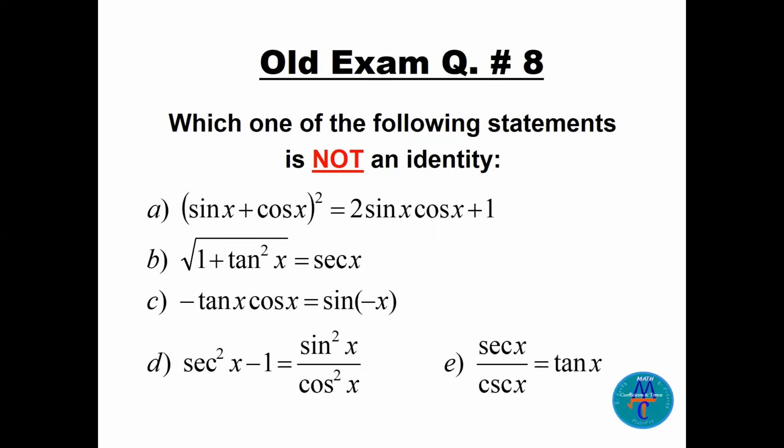Which one of the following statements is not an identity? So I put here A, B, C, D, and E. So sine of x plus cosine of x all squared will be 2 sine x cosine of x plus 1, etc. Secant squared of x minus 1 is equal to sine squared of x over cosine squared. So which one is not an identity? That means there are 4 identities here and only one is not an identity.